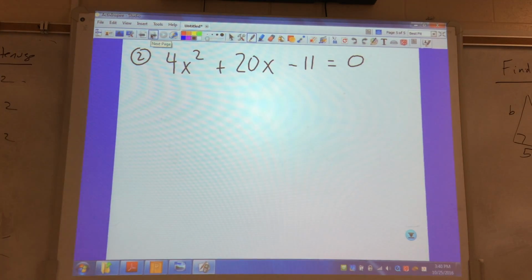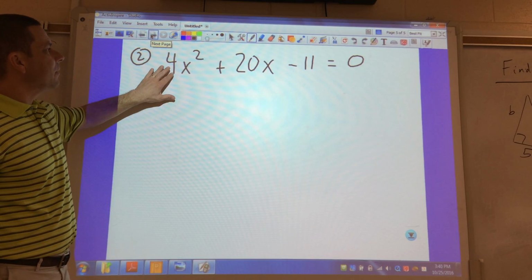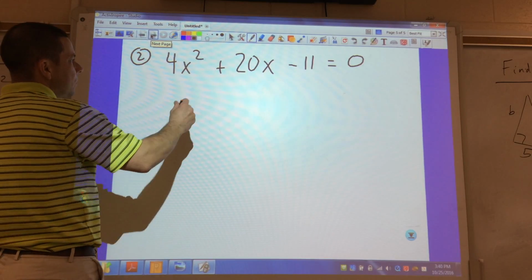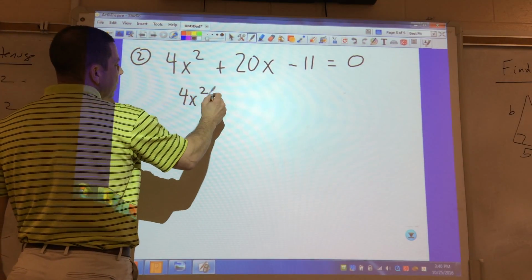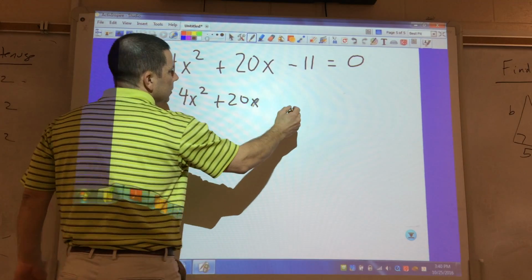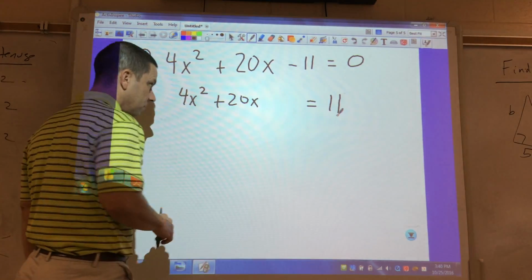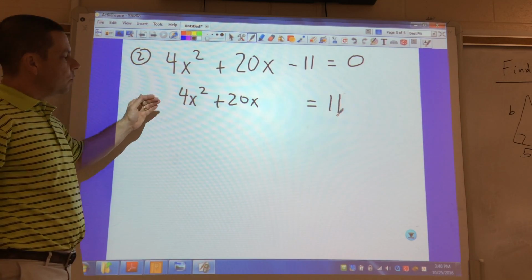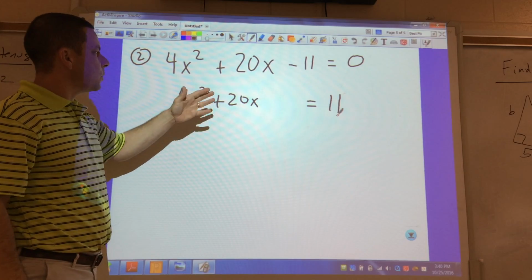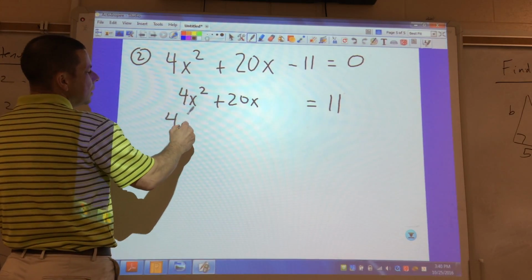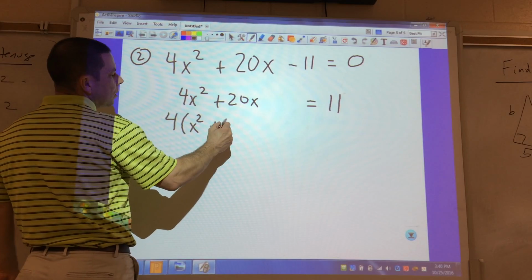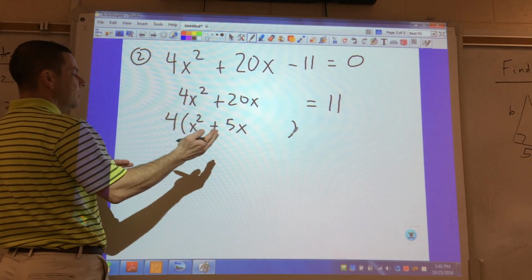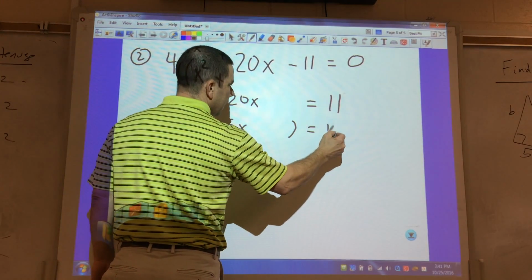All right, let's take a look at a second example. This one's a little different because it's got an a value here, different than 1. All right, still the first thing we're going to do is move that constant to the other side. So we have 4x squared plus 20x, and that equals positive 11. Okay, so when we have an a value other than 1 here, we're going to factor it out of this expression. So we'll factor the 4 out, and that gives us x squared plus 5x. I end the parentheses here because of this 4 out front, and that equals 11.